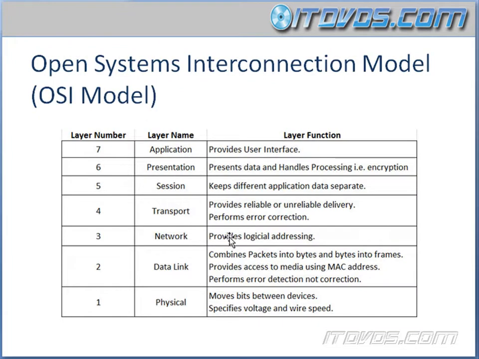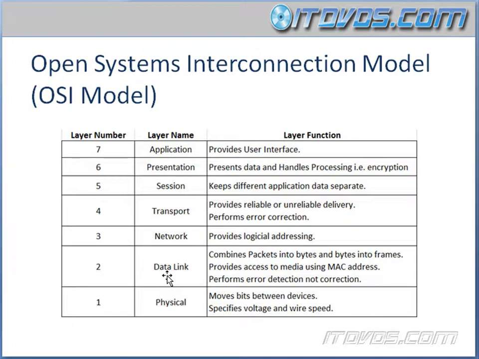Layer 3 is your network layer, and this provides logical addressing. In an IP network, a logical address is an IP address. And the reason it's logical is because a physical network adapter can have different IP addresses. It can have multiple IP addresses, so that makes it logical.